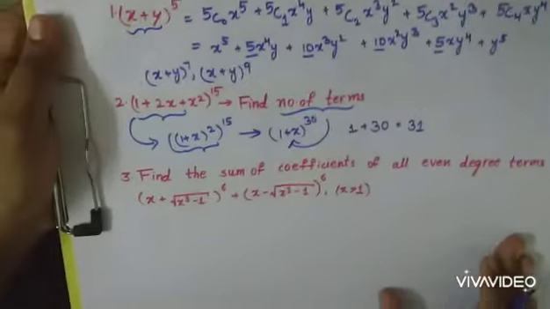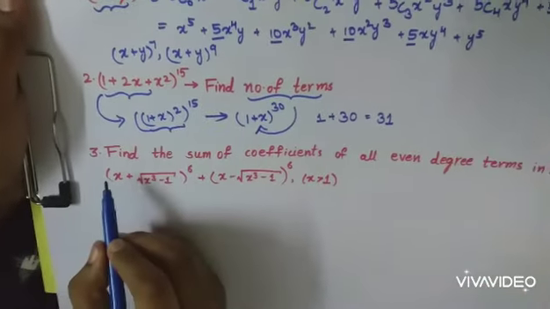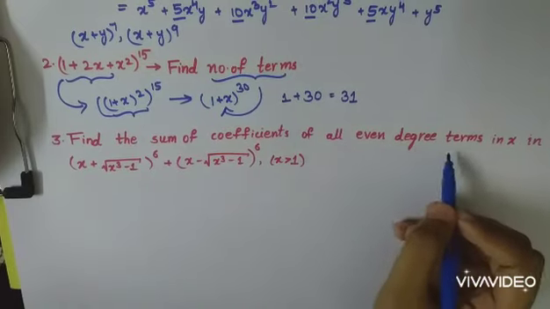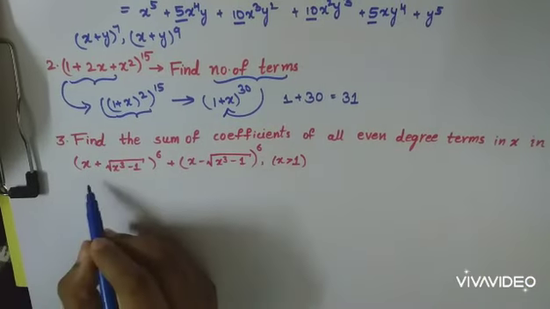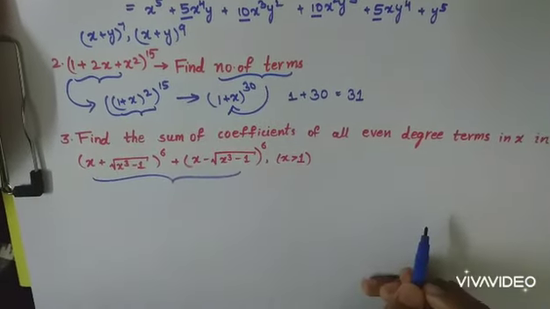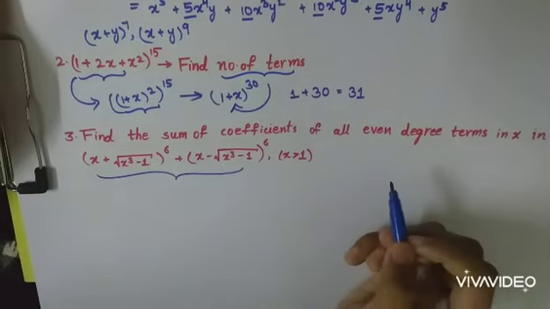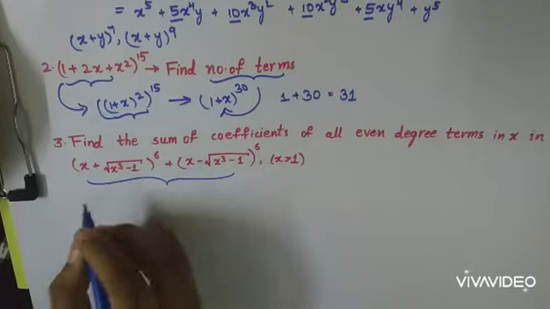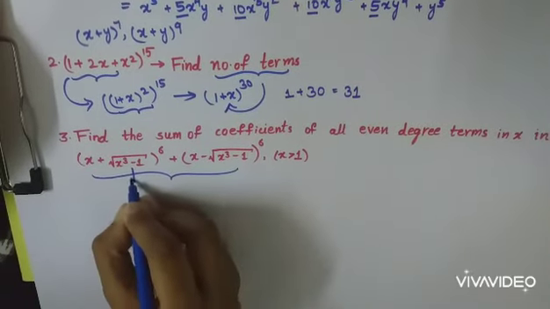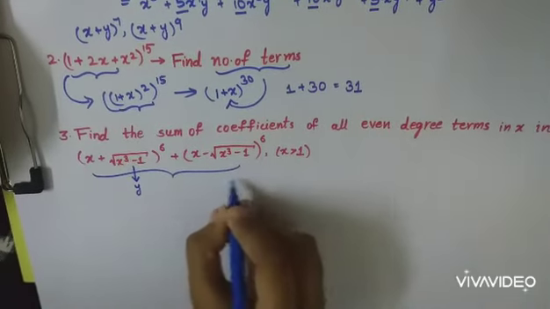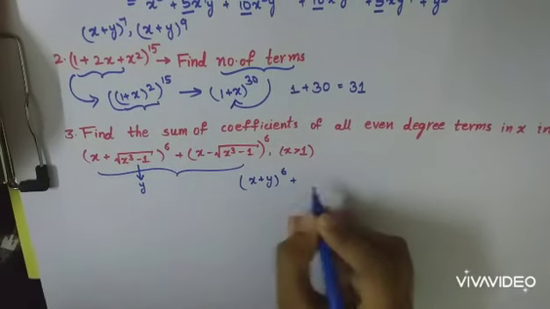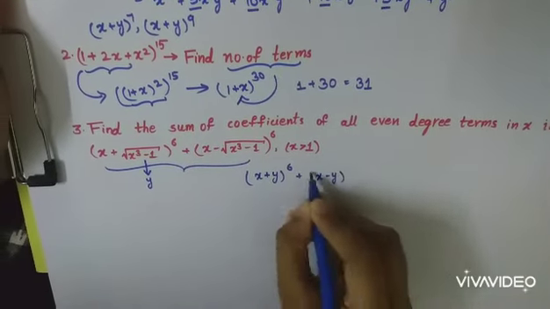And if we go to the next problem, we have to find the sum of coefficients of all even degree terms in x in the given expression. So first we'll try to simplify the expression and then solve for the question. First, if we assume this as some y, we have to solve for (x + y) whole power 6 plus (x - y) whole power 6.